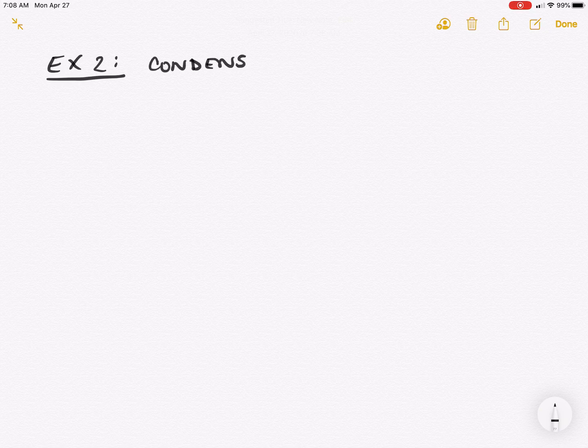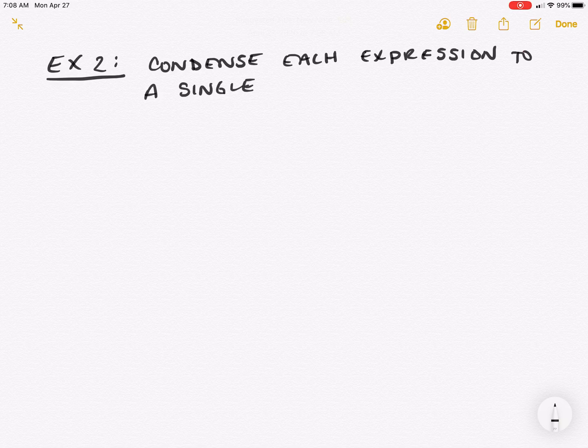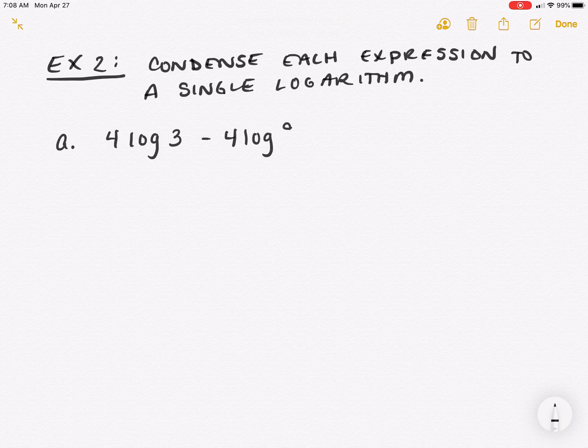All right, last set of examples. Stick with me here. Example 2. Well, let's try the other way, and let's condense each expression to a single logarithm. So let's say we have 4 log of 3 minus 4 log of 8, okay?